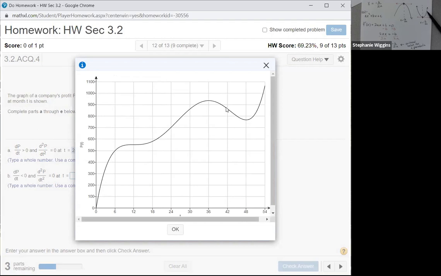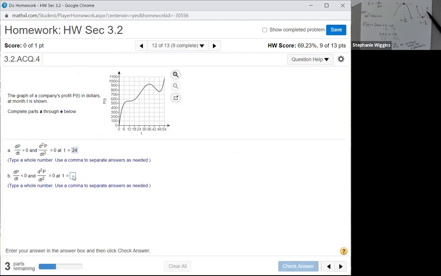Notice how when I answer this question, I'm looking at the x-axis. You always answer the where with the x value. So 42 is the x value. So I plug that in.